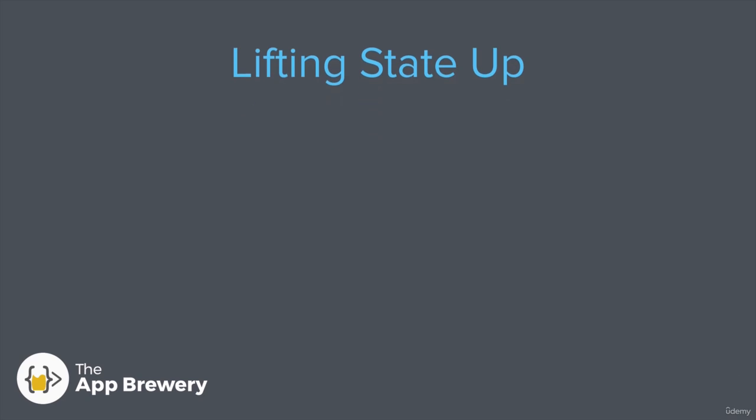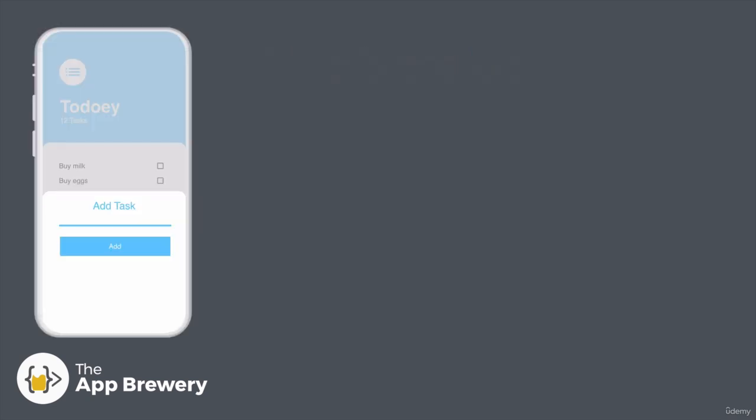By lifting the state up in the widget tree, it's able to be passed downstream to many more child widgets. So now we're in another situation where we actually need the state to be higher up in the tree. Let me illustrate the problem.